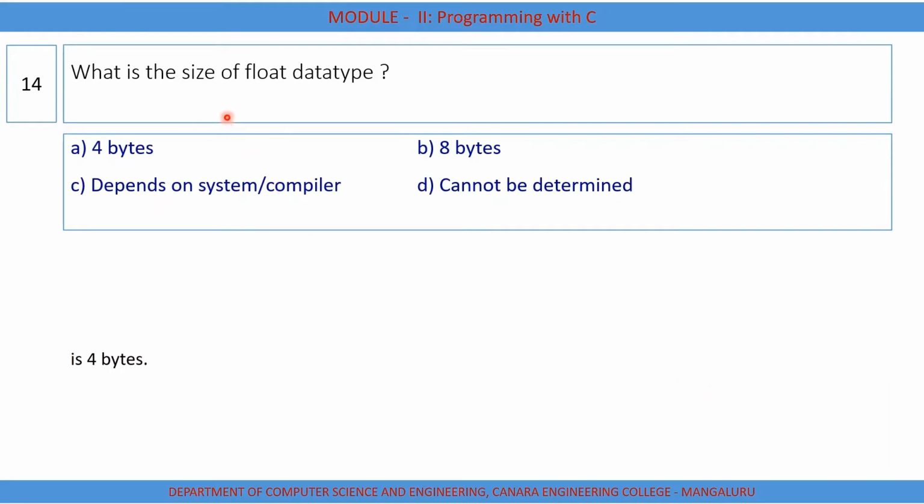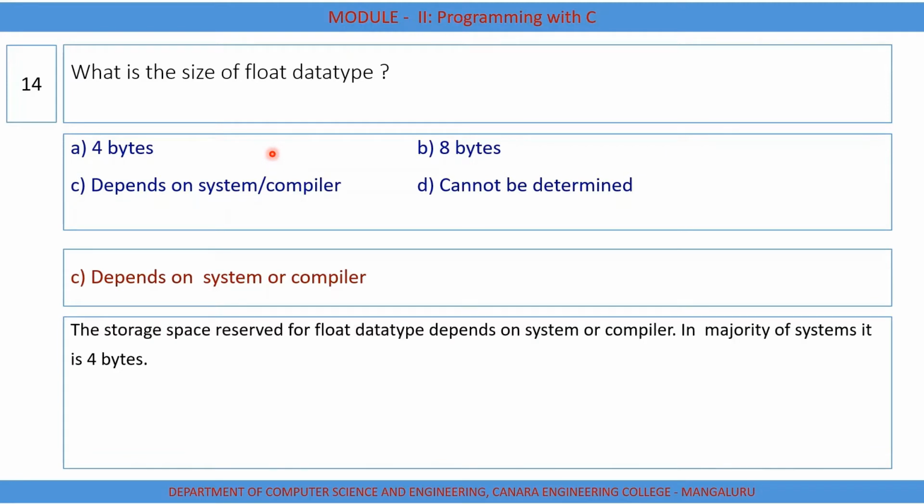What is the size of float data type? The options we have here are 4 bytes, 8 bytes, depends on system or compiler, or cannot be determined. The right option is depends on system or compiler. In general, for the float data type, the storage space reserved is 4 bytes, whereas 8 bytes is for the double data type. But if it is a 32-bit system it is 4 bytes, and if it is a 64-bit system, then it will be 8 bytes. That's why it depends on the system or compiler.